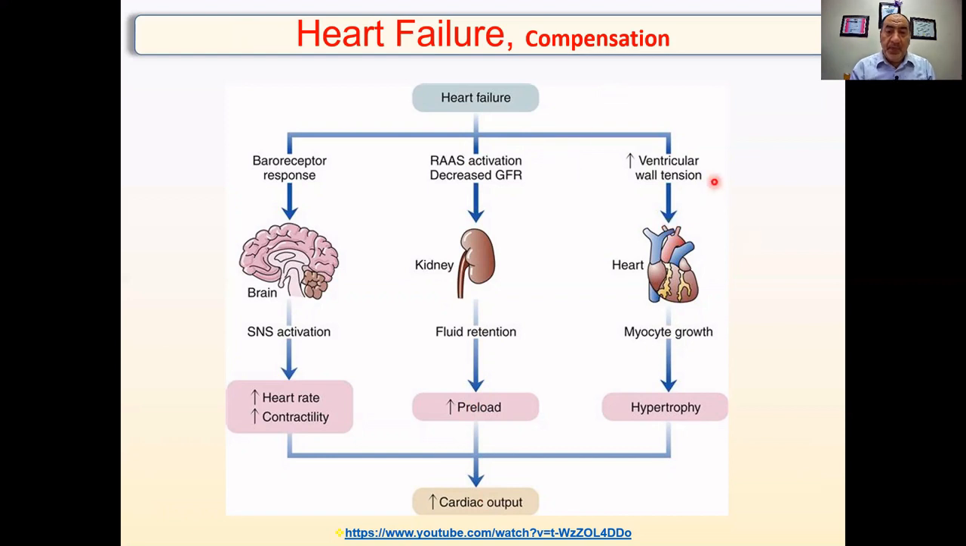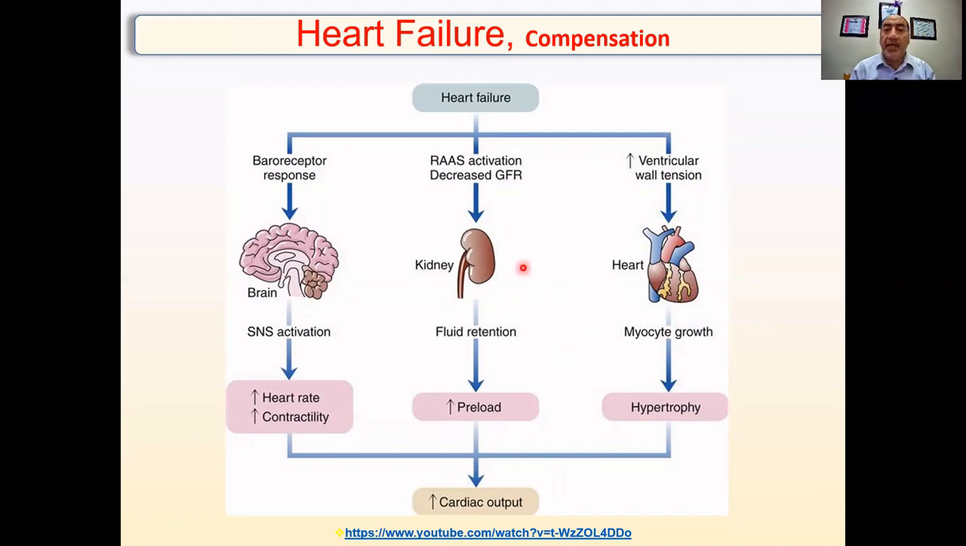The third mechanism: do you remember we said one of the causes, the etiology, of heart failure is hypertension. So when there is vasoconstriction of the blood vessels, there is too much stress on the ventricular wall, so increased ventricular wall tension. The heart is trying to compensate for that, so it undergoes hypertrophy or myocyte growth. This will increase the force of the contraction, which again can increase the cardiac output. These are the compensatory mechanisms.